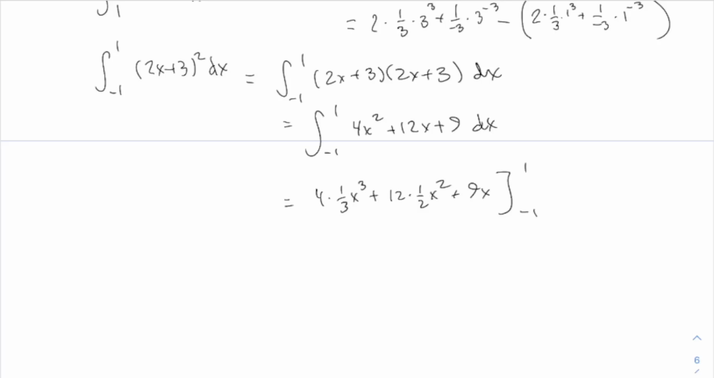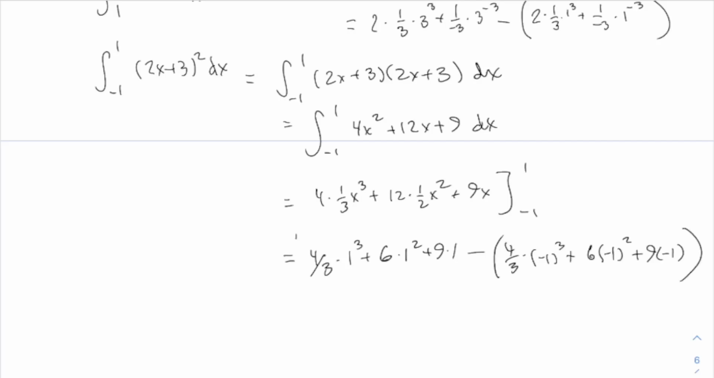I hope this is what you all got. And then you just subtract them. 4 times, maybe I'll write 4/3 times 1 cubed plus 6 times 1 squared, which is 1, of course, plus 9 times 1. Subtract, and then 4/3 times minus 1 cubed. They're so easy, it's kind of boring to write them. Right? I hope you got that or something like it.